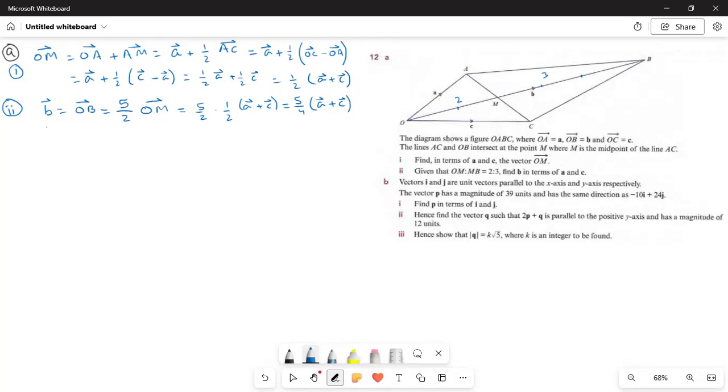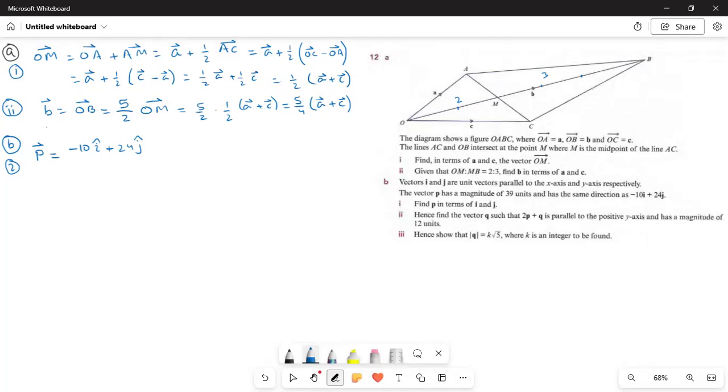Okay, now let's go to part B. Part B, 1. Okay. Find point P in terms of i and j, where P has a magnitude of 39 units and it has this direction. Okay, so this P vector is a vector in the direction of minus 10i plus 24j. So this is a vector in this direction.